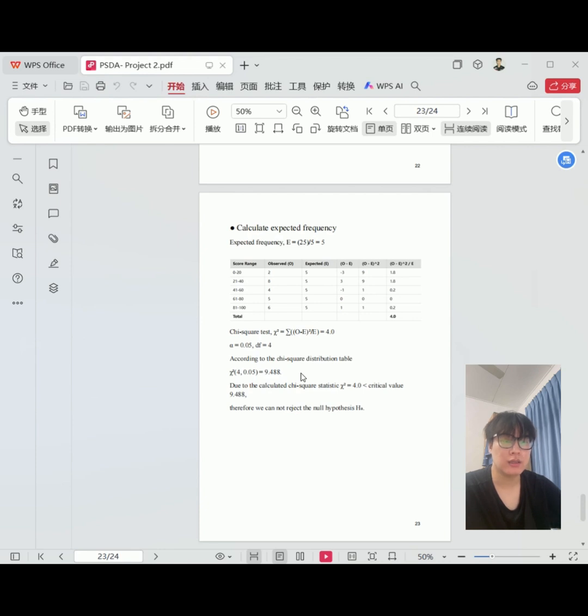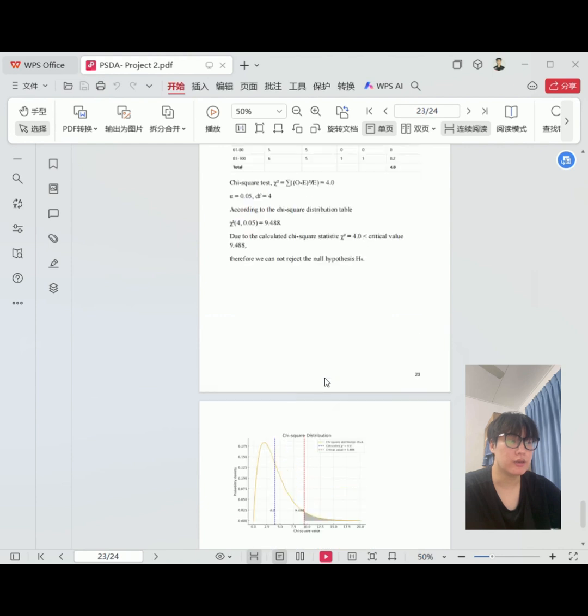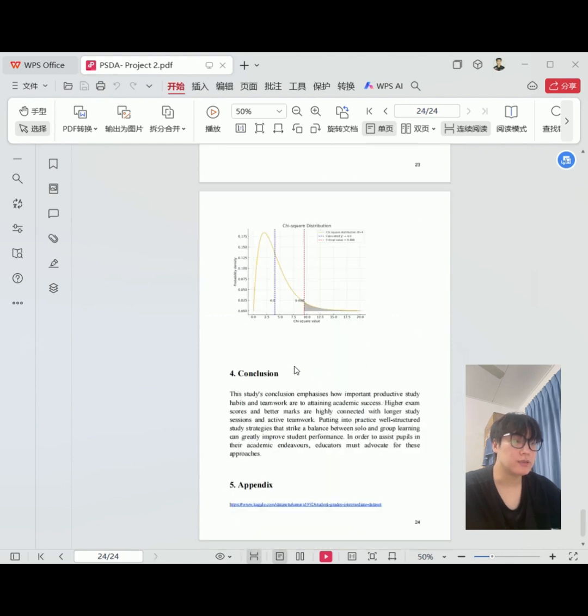Then indicating that the distribution of scores across different intervals is not uniform, with some intervals having significantly different proportions. So that is the conclusion for our project.